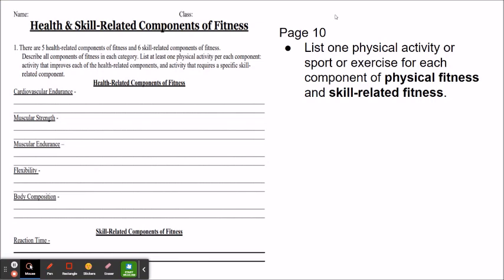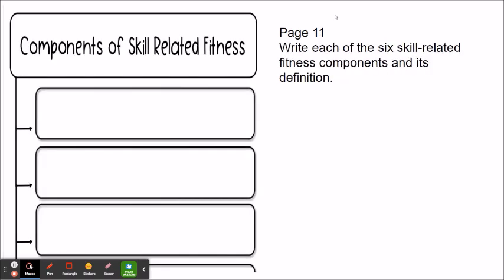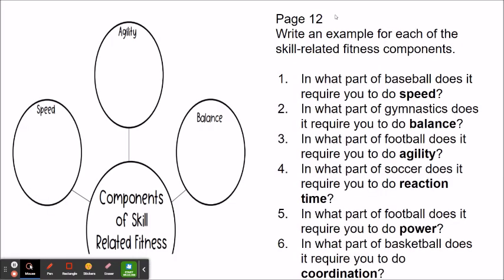All right, so now you're going to work on pages 10, 11, and 12 in your packet. This is what you're going to do on page 10. You're going to list one physical activity, sport, or exercise for each of the components of physical fitness and skill-related fitness. On page 11, you're going to write each of the six skill-related fitness components and their definitions. On page 12, you're going to write an example for each of the components of skill-related fitness.